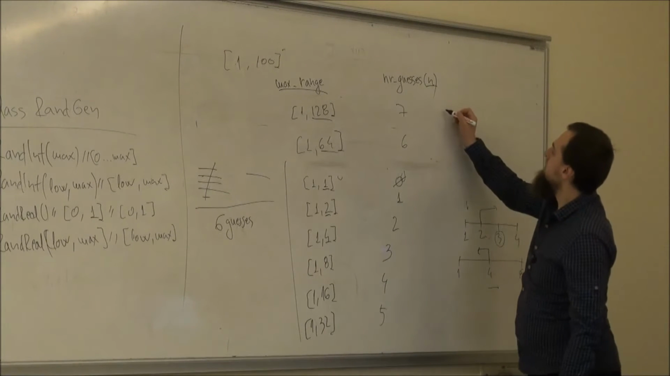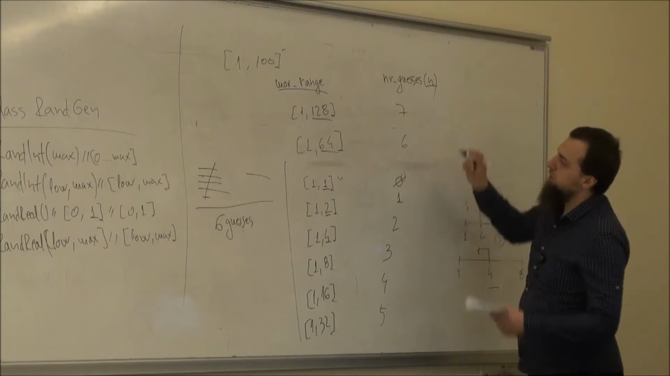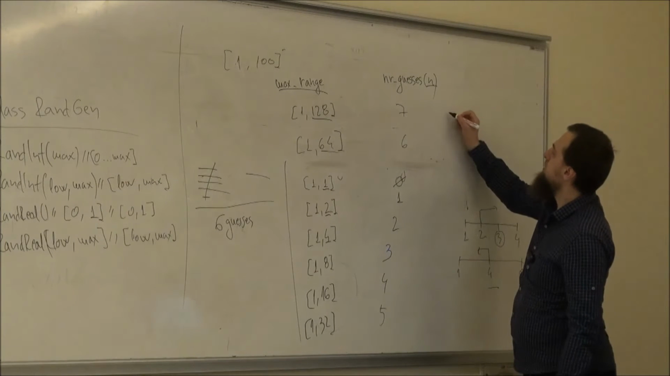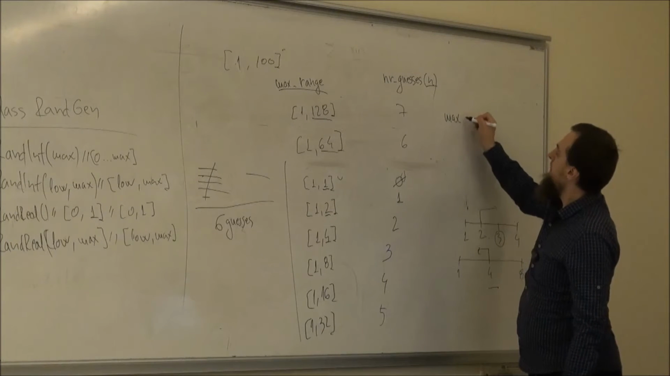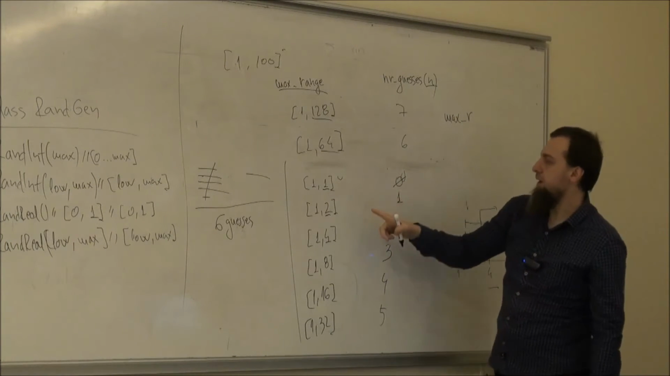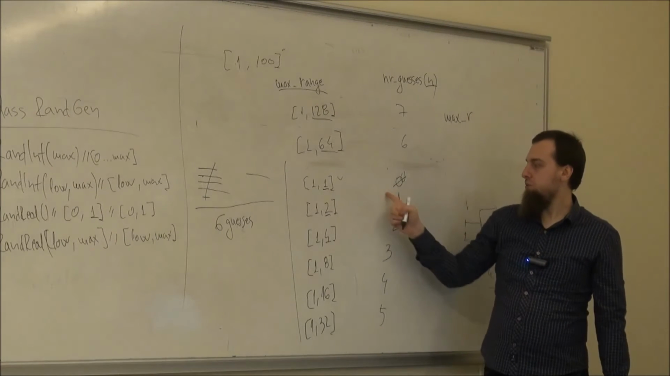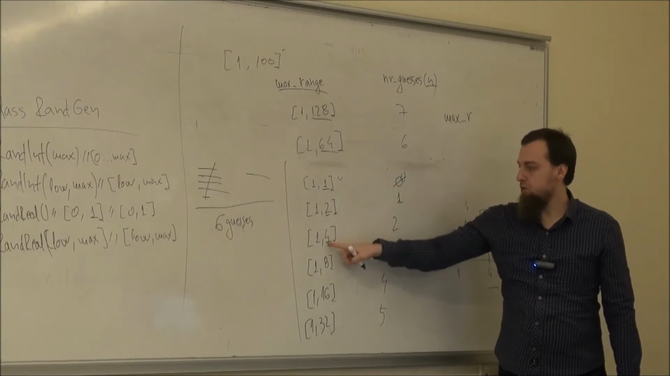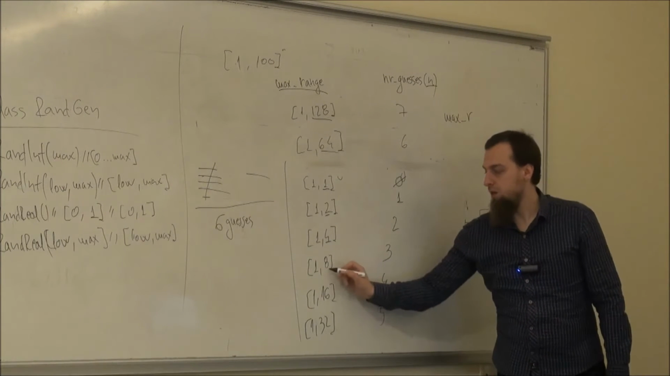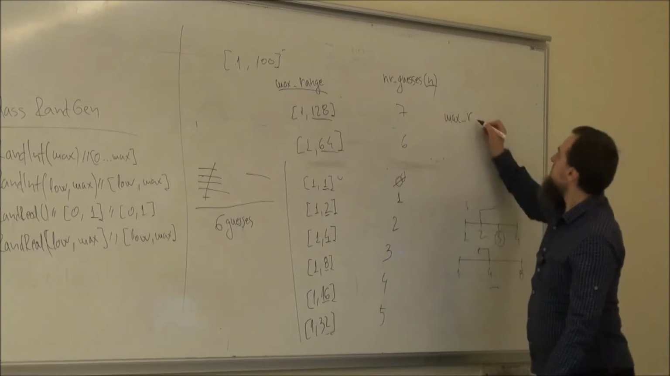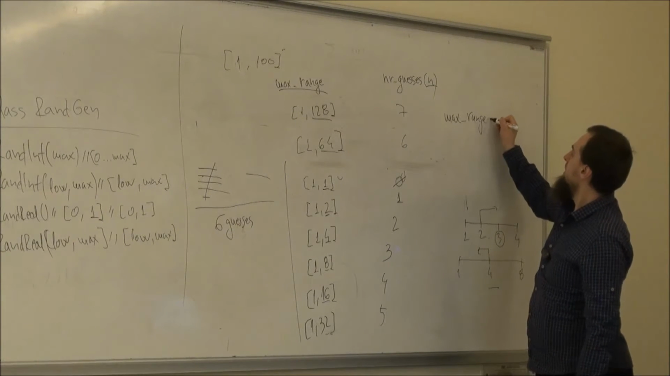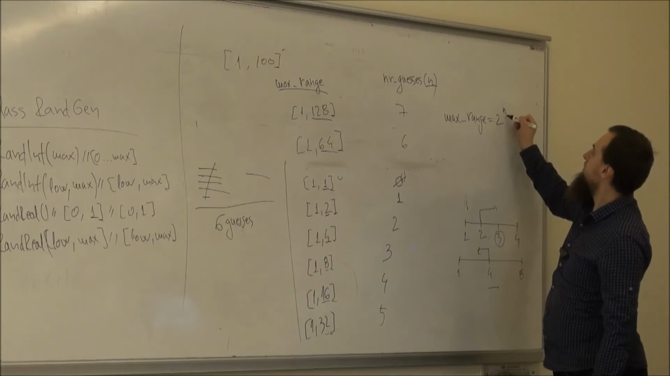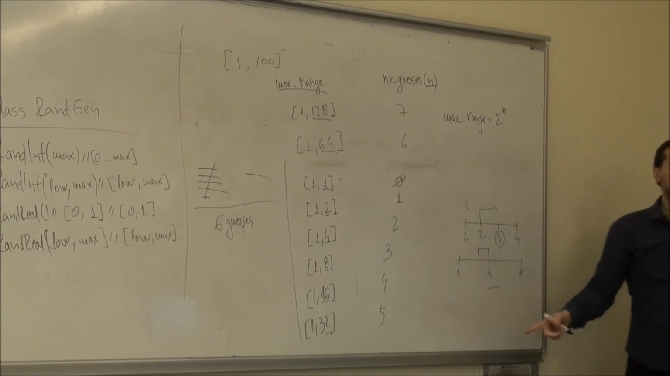So, very nice. Okay, max range. You see, it's 2 to the power of n. Because when we have 1, 2 to the power of 0 is 1. 2 to the power of 1 is 2. 2 to the power of 2 is 4. 2 to the power of 3 is 8. And so on. So max range is equal to 2 to the power of n, when n is the number of guesses.